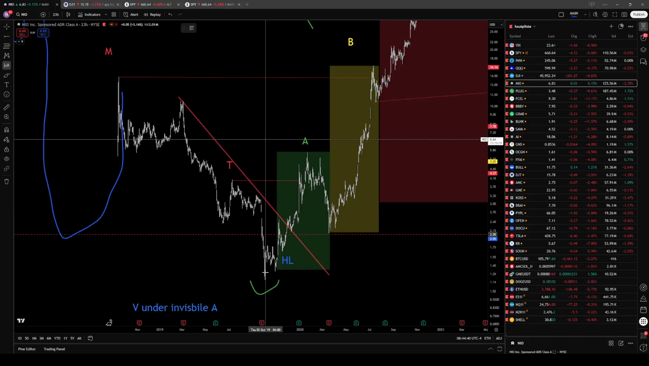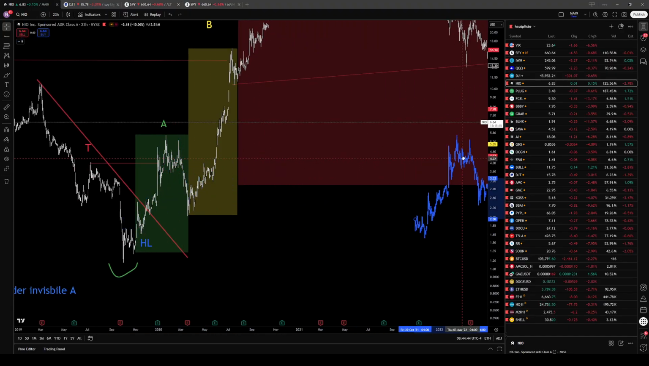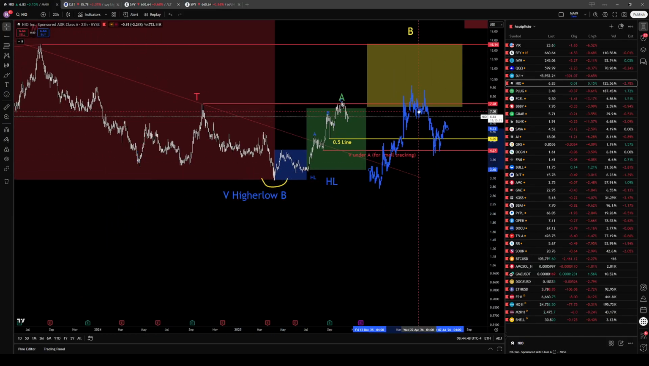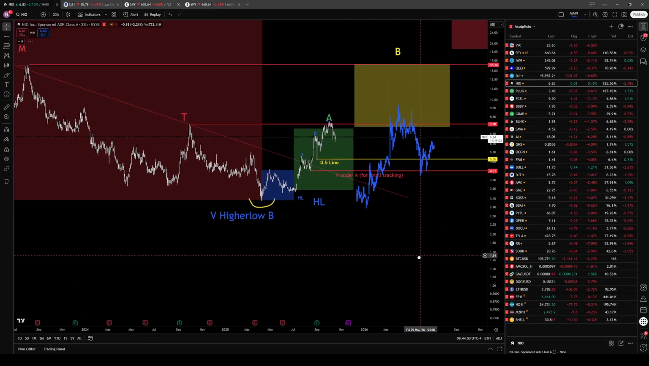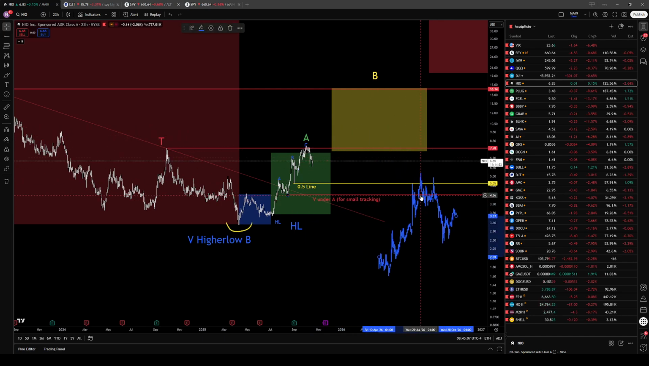Where is it? Here. Here. So how that would look like is, if you look at this, coming from a V, higher low, A, B, C. So in my opinion, there are three possibilities how this will go for the future.